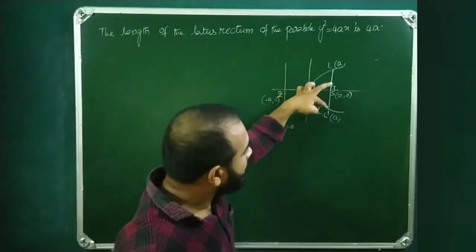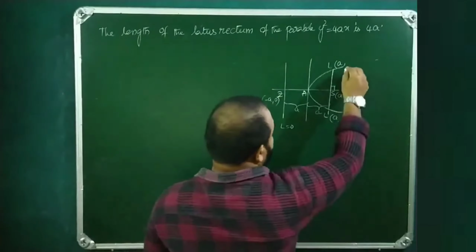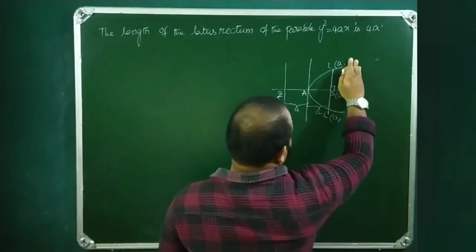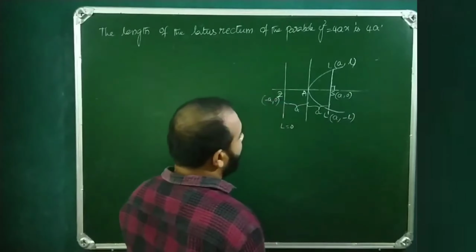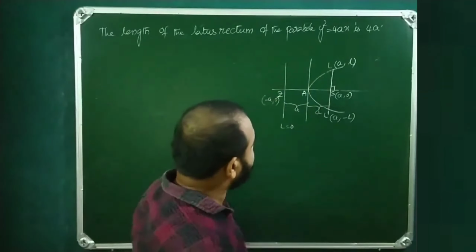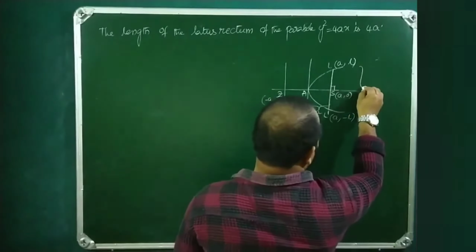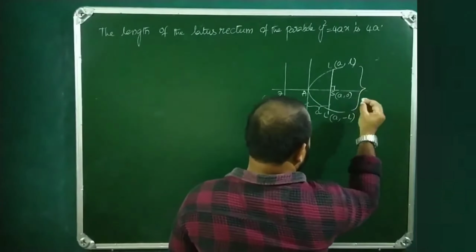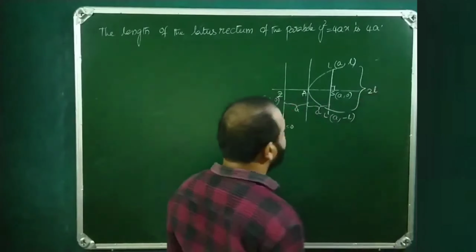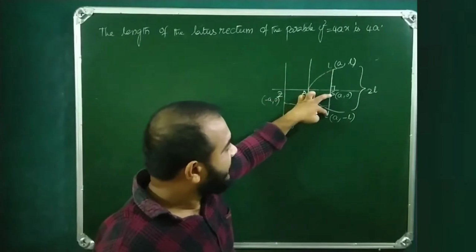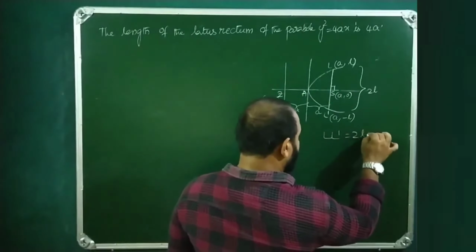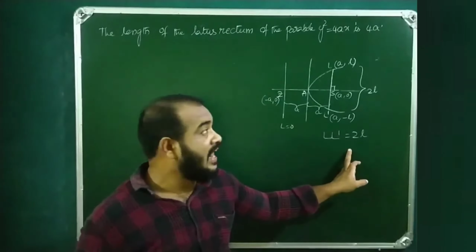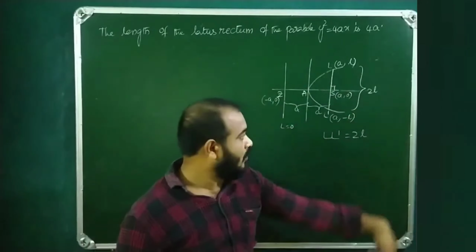This height I don't know, for which let us take L. So here this is minus L. Therefore, L dash is equal to how much? 2L. This is L and this is L. So L dash is equal to 2L. What is L dash? The length of the latus rectum.